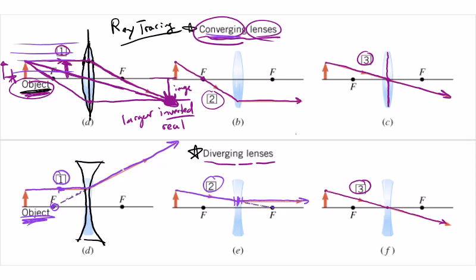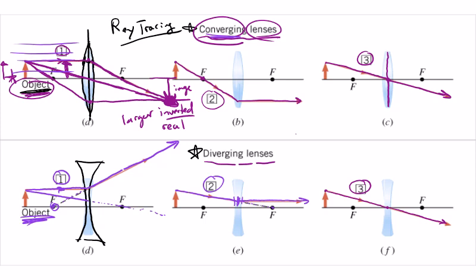So I'm going to see if I can draw a line that appears to go from the tip of that object, and it would try to go to this focal point. So it's going to go here. If I were to continue it, it would go through this focal point over here. But once it gets to this part, then it's going to come off parallel to that axis of symmetry.